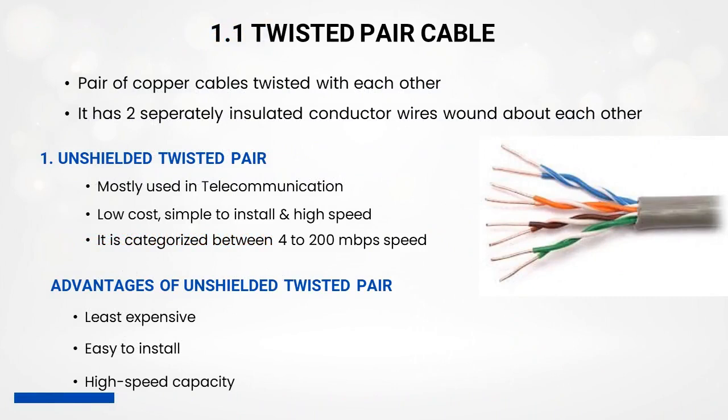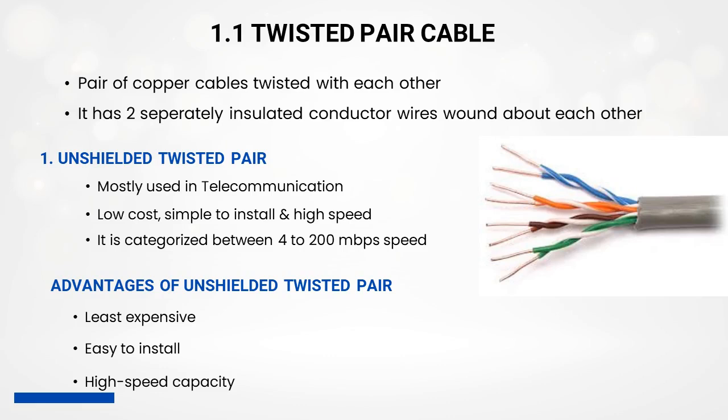Twisted pair cable. A twisted pair cable is made of two copper wires twisted around each other. See this image. Each wire is covered with its own insulation so they don't touch. The twisting helps reduce interference from other signals, making the connection clearer. The first type of twisted pair cable is unshielded twisted pair cable.